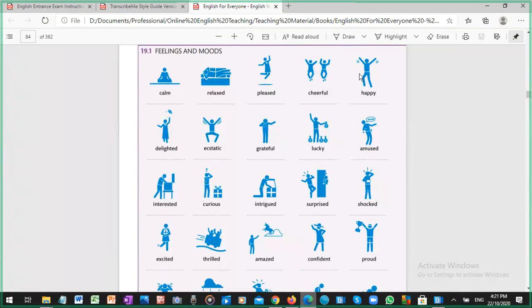Happy. This is correct. Cheerful. Well done. That's great. Then this one is delighted. Well done. And this one is excited. That's correct. The next one. Grateful. Well done. And the next one. Lucky. Well done. The next one.